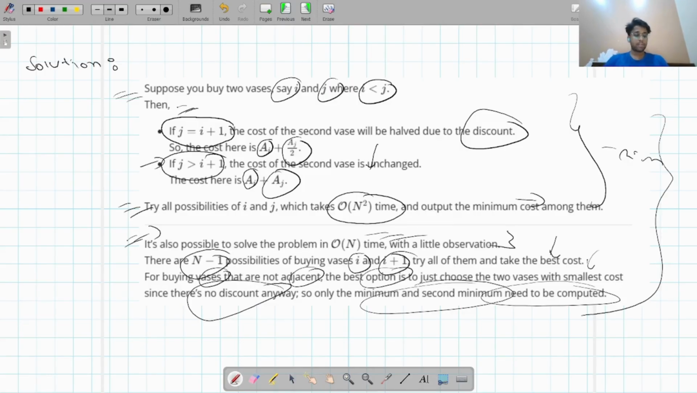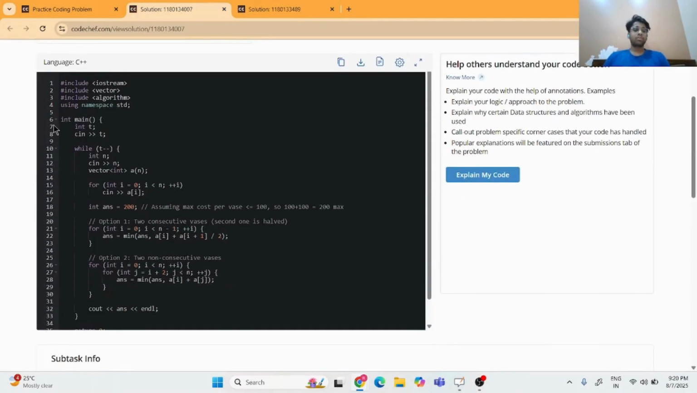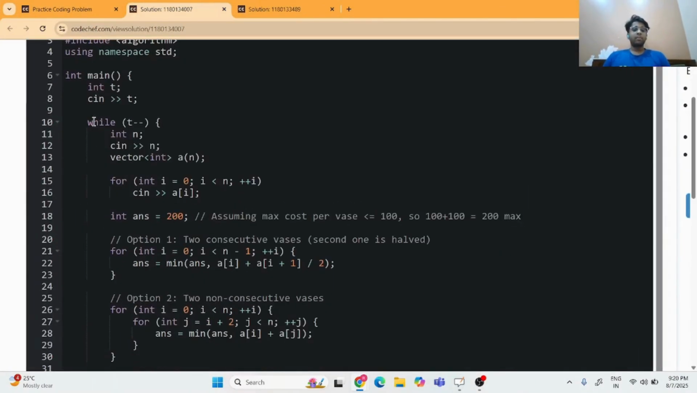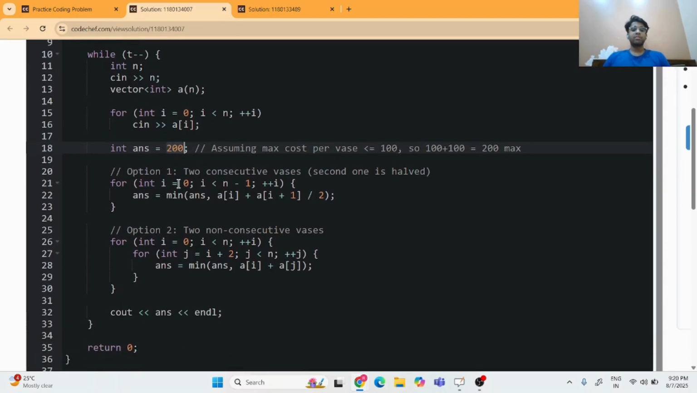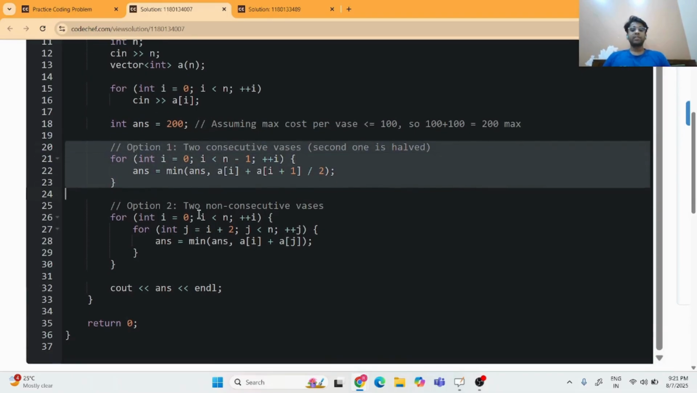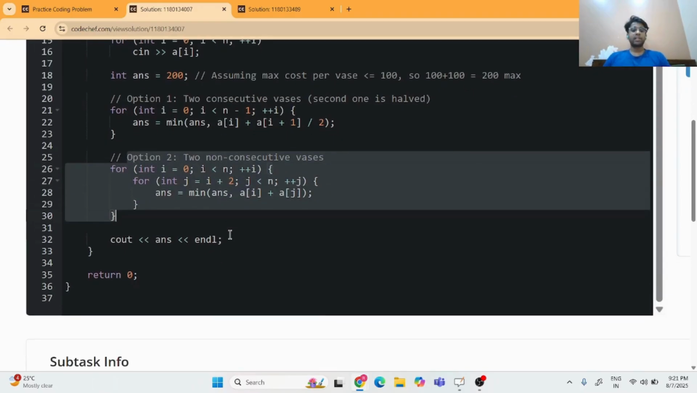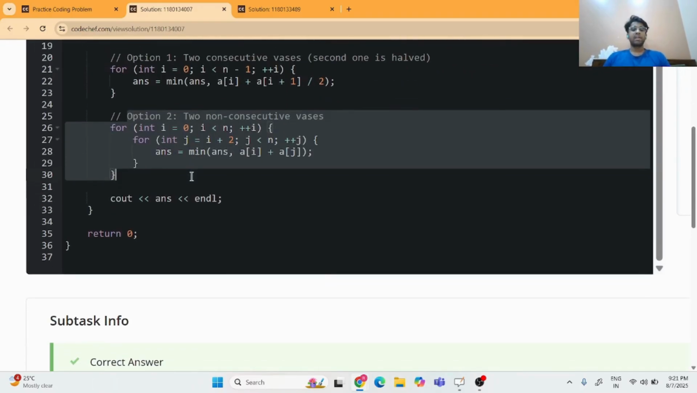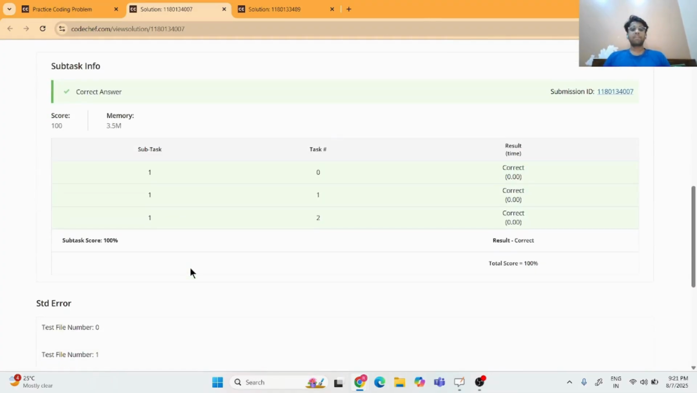Now let's move to the simple C++ code for the question. So guys, this is my simple C++ code. Over here, I took the input for all the test cases as well as my array. I initialize the answer equal to 0. In this, I am going through all the consecutive vases, where the second one is half. And over here, I'm going through the two non-consecutive vases and getting the minimum in my answer variable. At the last, you can see I printed my answer. And as you can see, I have got my C++ code right.